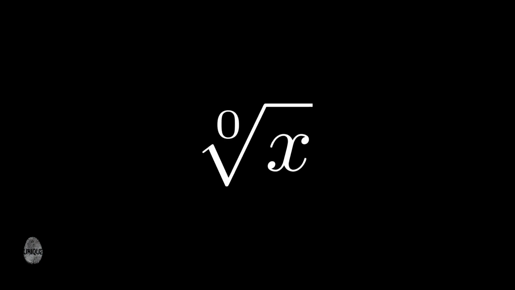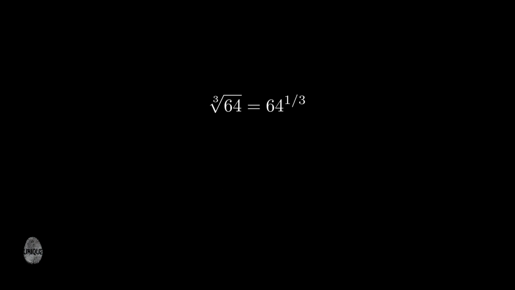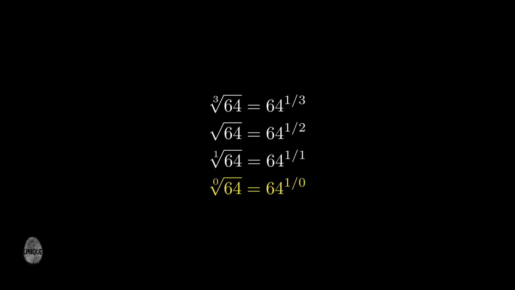Remembering that radicals are simply another notation for exponents, maybe we can find our way to the zeroth root. For example, the cube root of 64 just means 64 to the 1/3. The square root of 64 just means 64 to the 1/2. The first root of 64 is 64 to the 1/1, and so the zeroth root of 64 should be 64 to the 1/0. And herein lies another problem with the zeroth root. We're dividing by 0. And since dividing by 0 is also traditionally undefined, we can't say what this is yet, but maybe we can get close.